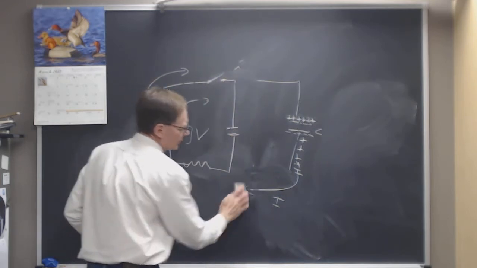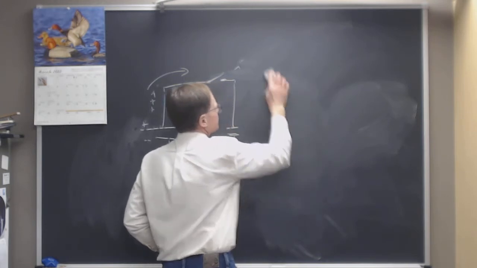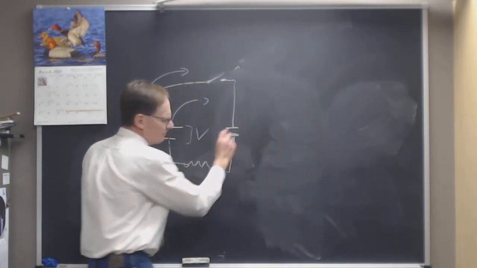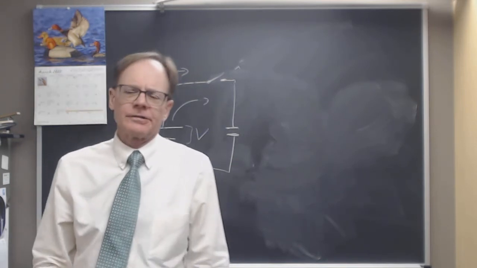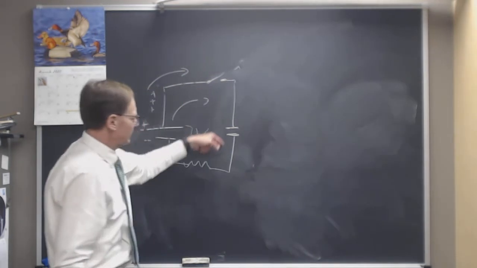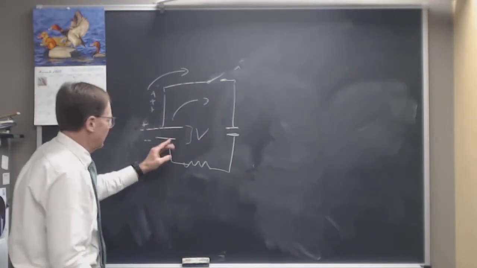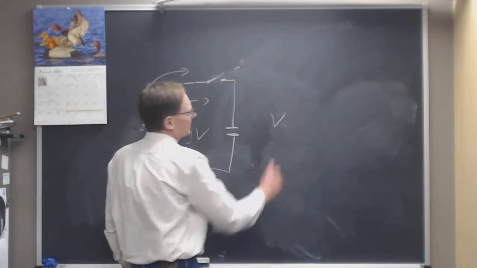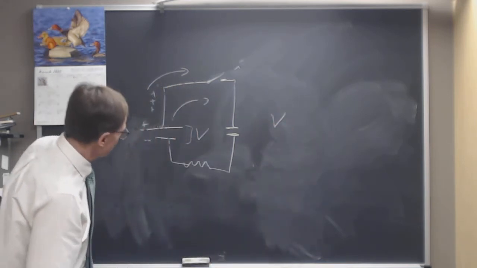Same circuit, I just shrunk it. Not as easy to see on the video, but it's a little bit easier for me to write on the board. What I'm going to do is apply Kirchhoff's loop rule to this loop. I'm going to walk around this direction and apply the loop rule. As I walk from the low side of the battery to the high side of the battery, I've got a potential difference of V.